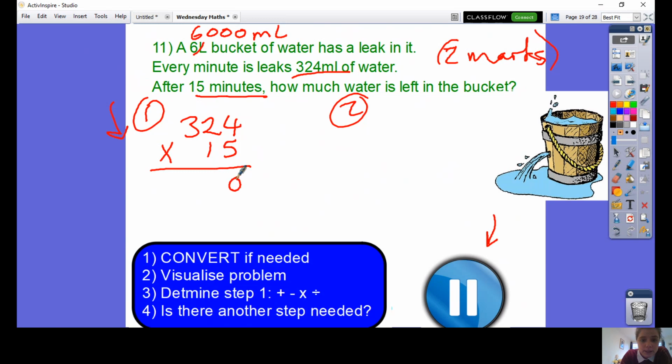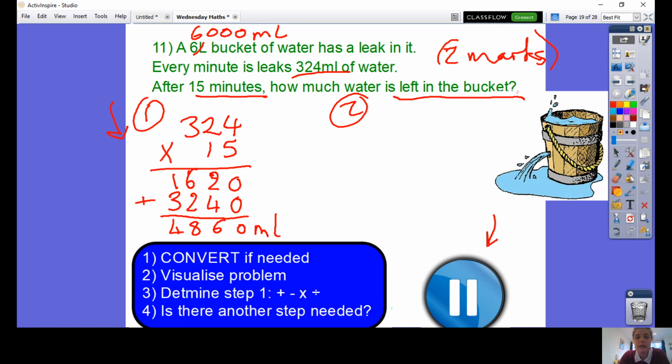5 times 4 is 20. 5 times 2 is 10. Add 2 is 12. 5 times 3 is 15. Add 1 is 16. 0. 1 times 4 is 4. 1 times 2 is 2. And 1 times 3 is 3. Let's add those up. 0, 6, 8, 4. So my first calculation has told me that after 15 minutes, I will have lost 4,860 millilitres of water. 324 times by 15 is going to be 4,860 millilitres.